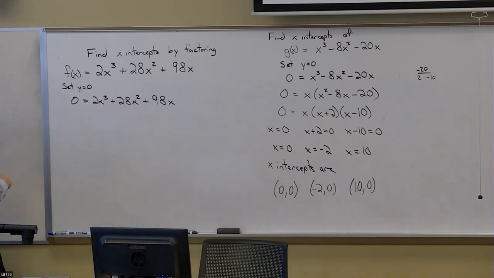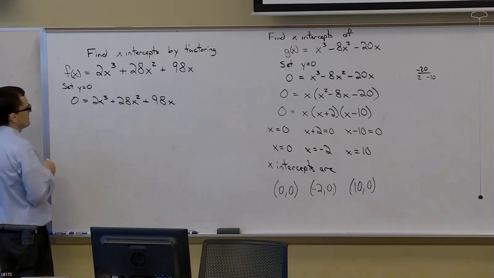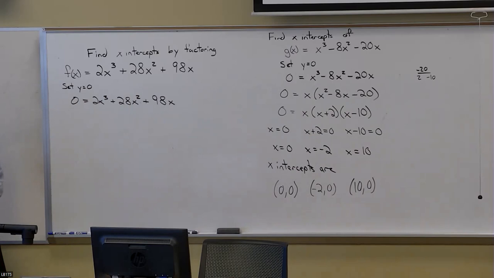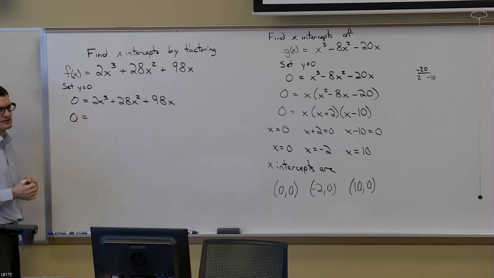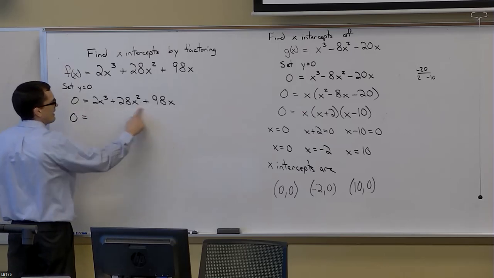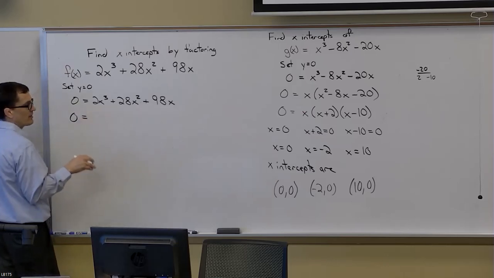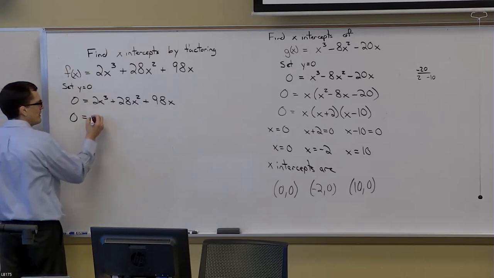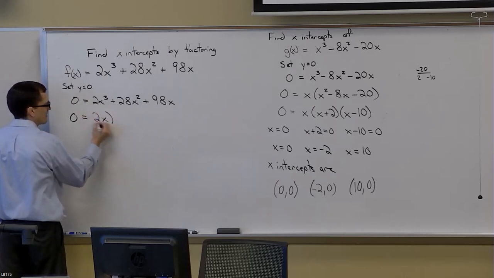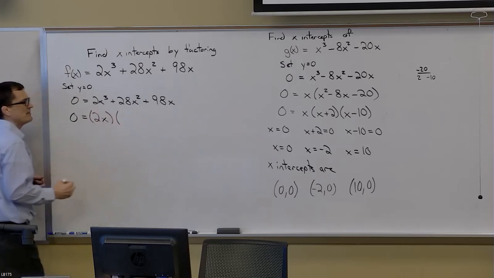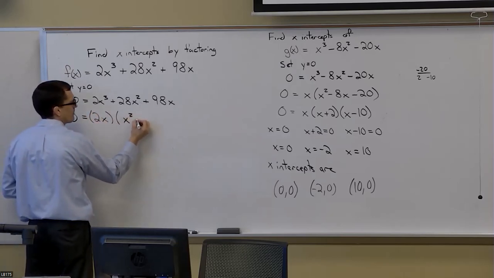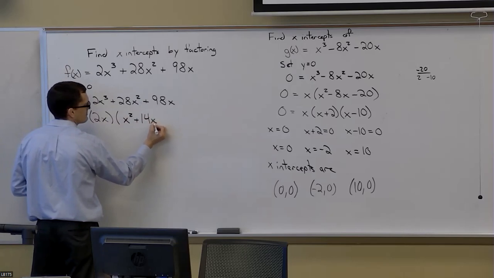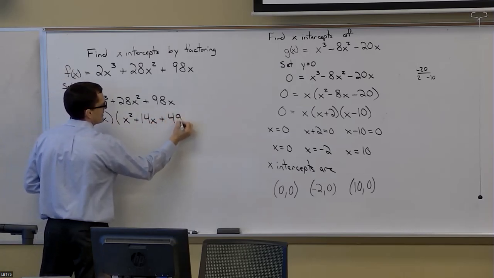All right, let's take a look at this one. So first thing we're gonna do is set y to be 0. Set your output to be 0. Every time you're looking for x-intercepts or every time you're looking for zeros, you're gonna set your output to be 0. Then, in this case, the first thing I always look for is greatest common factor. In this case, the greatest common factor is 2x. When I factor out a 2x from each term, I'm left with x squared plus 14x plus 49.